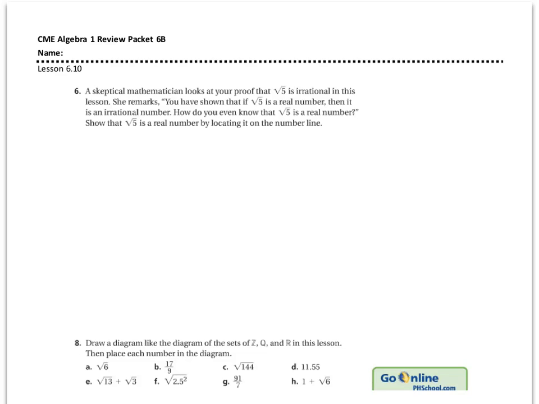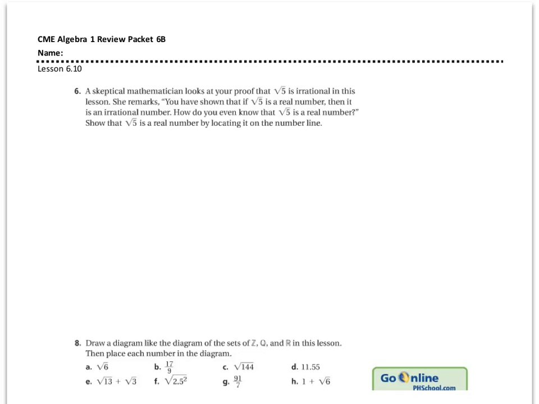A skeptical mathematician looks at your proof that the square root of 5 is irrational in this lesson. She remarks, you have shown that if the square root of 5 is a real number, then it is an irrational number. How do you even know that the square root of 5 is a real number? Show that the square root of 5 is a real number by locating it on the number line. So if you can successfully show that the square root of 5 is somewhere on the number line, then you're showing that the square root of 5 is a real number.